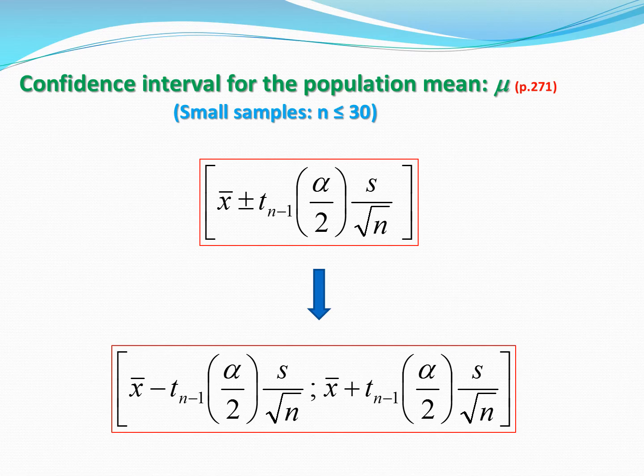So our lower limit will be equal to the sample mean minus our T alpha over 2 value at N minus 1 degrees of freedom times the standard error of our sample mean, and then the upper limit will be our sample mean plus our T alpha over 2 value at N minus 1 degrees of freedom times our standard error for our sample mean.